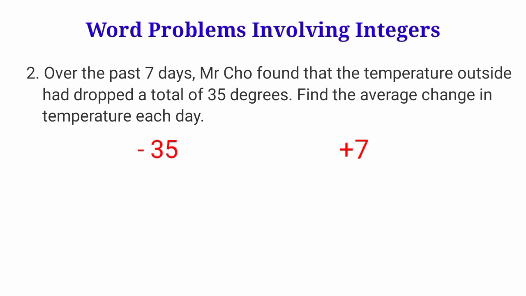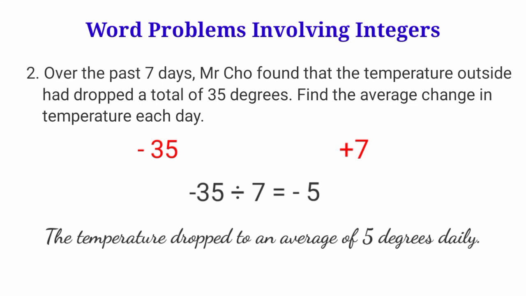Since we are to find the average change in temperature each day, we will be dividing the total temperature drop to the number of days it occurred. That is, negative 35 divided by positive 7. Since we have here 2 different signs, negative and positive, our expected answer is negative, negative 5. Therefore, the temperature dropped to an average of 5 degrees daily.